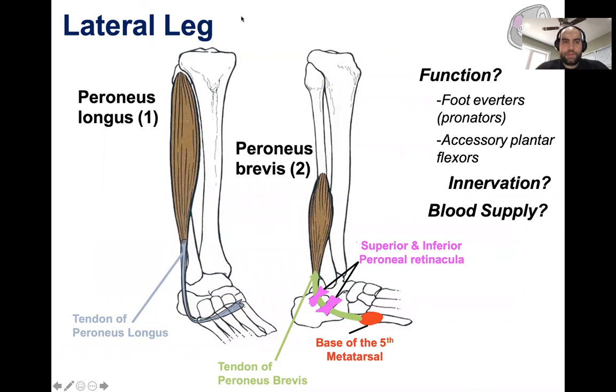Okay. So when we're talking about the lateral leg, we're really referring to 2 muscles in particular. Just to get a quick orientation, are we looking at the right or left leg over here right now? Is this the right leg or the left leg? Let's get a quick poll right now.